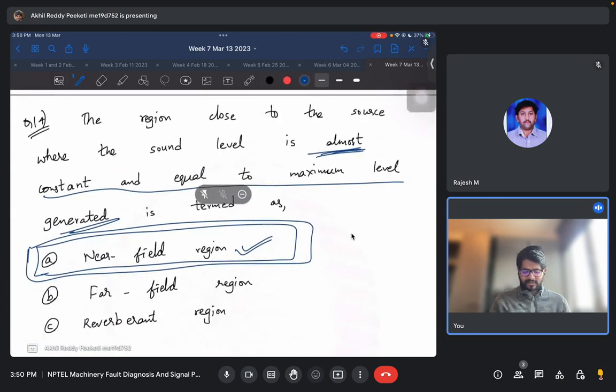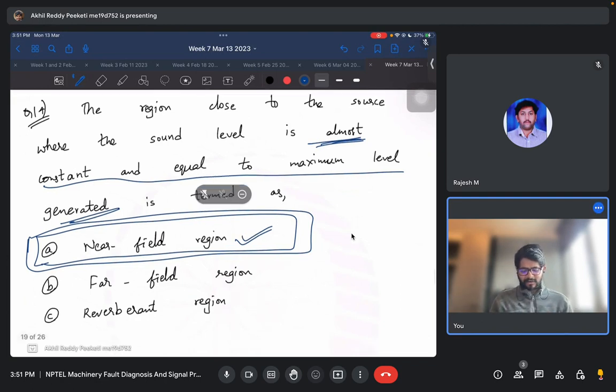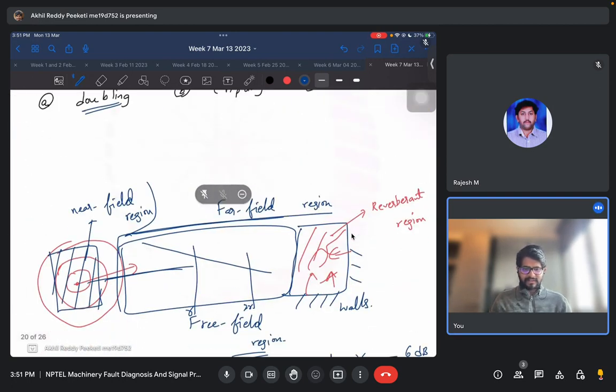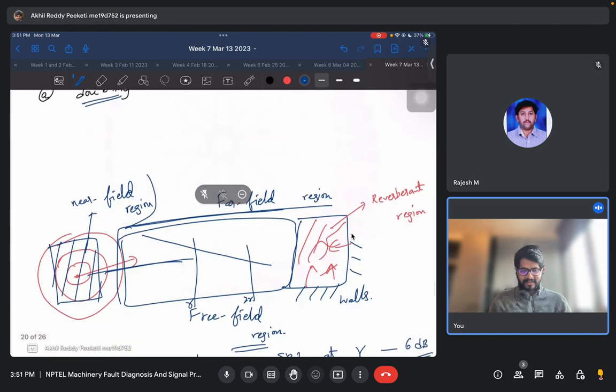Based on the distance from the source and how the sound in that region propagates, there are three regions, mainly near field and far field, and in far field there are two more regions, free field and reverberant. So very close to the source, where the magnitude or the sound level is the same as the maximum output, that is the near field region. And in the far field region the first is the free field region, where the sound level decreases by 6 decibels for every doubling of distance from the source.